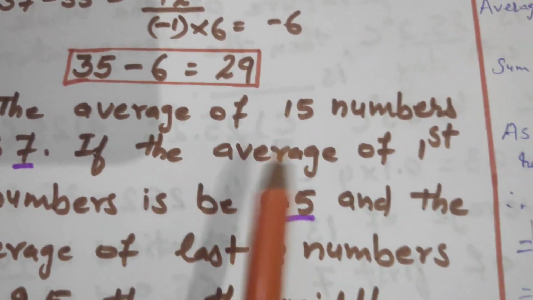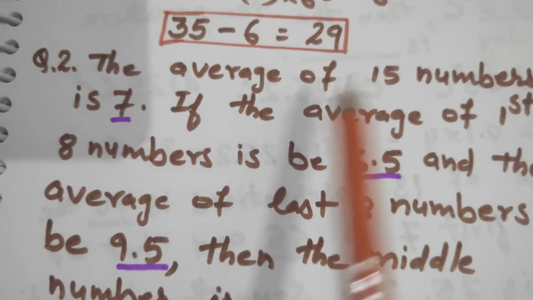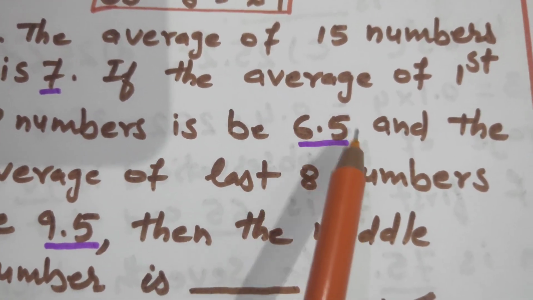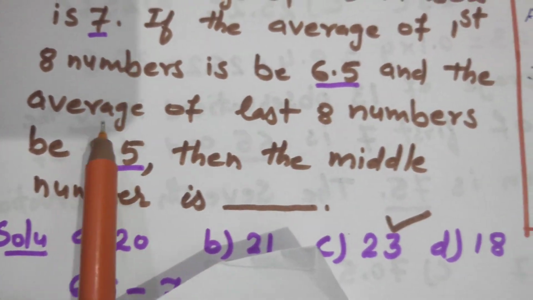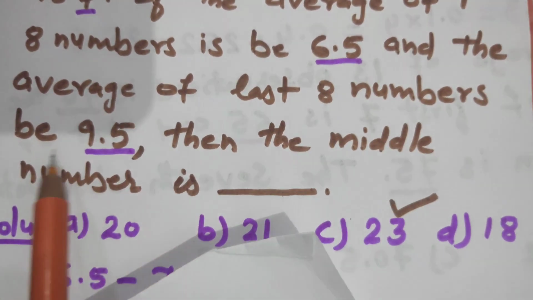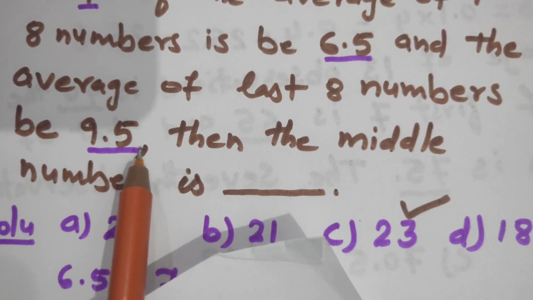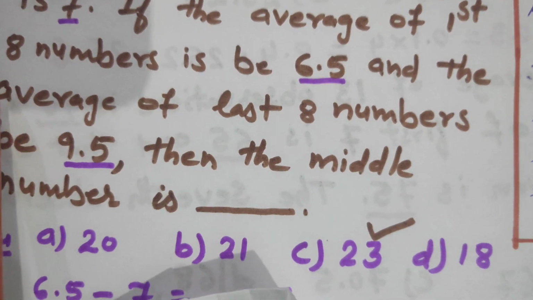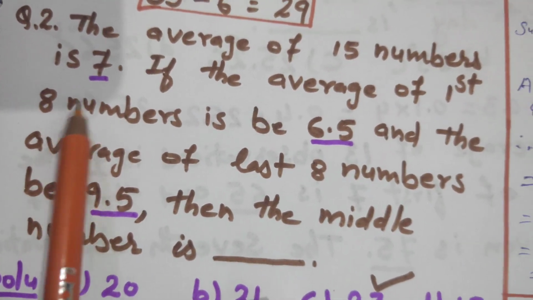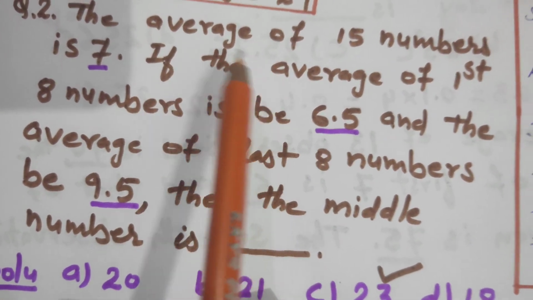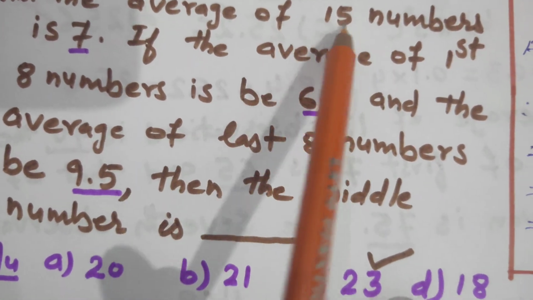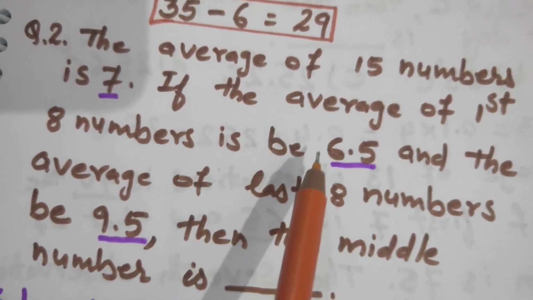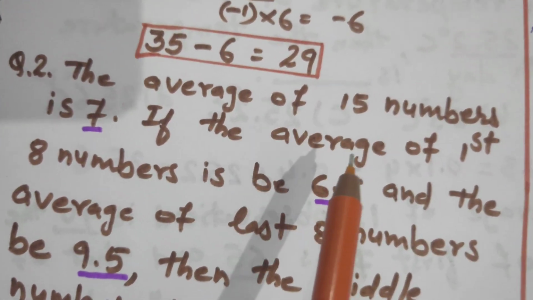The average of 15 numbers, here the total numbers are 15, is 7. If the average of the first 8 numbers is 6.5 and the average of the last 8 numbers is 9.5, then the middle, which number? Of course, the 8th. Yes, because we have divided into first 8 and last 8. Although total observations are only 15, 8 plus 8 comes to 16. It means that one observation is repeated.